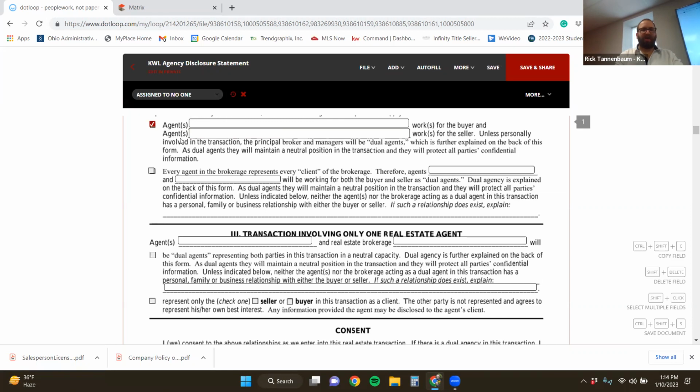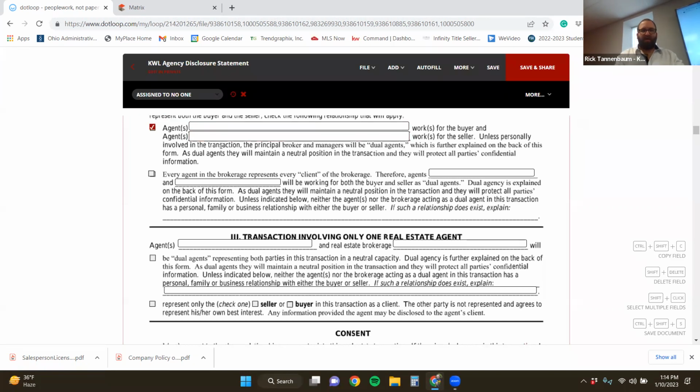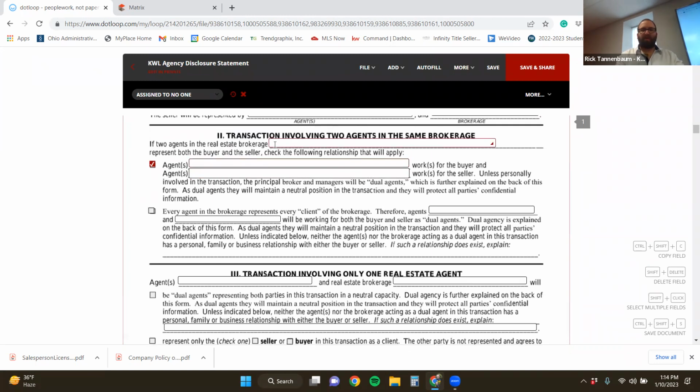So we're going to check that box up here in section 2, and we're going to say Keller Williams. First box is 2 agents both at Keller Williams Living. Down here we check that box, and agent Barbara Wolf works with the buyer and Danny Nichols works with the seller. And so we know that each of you represent your own client.